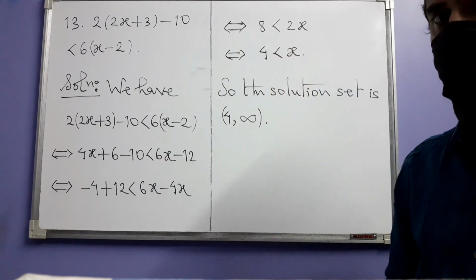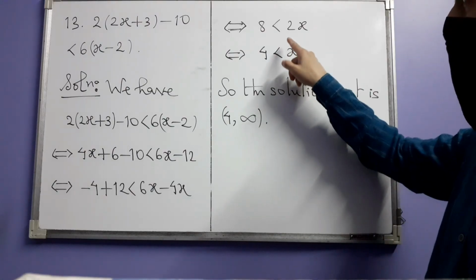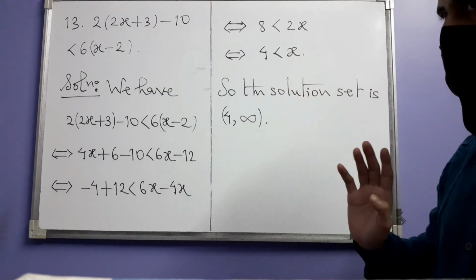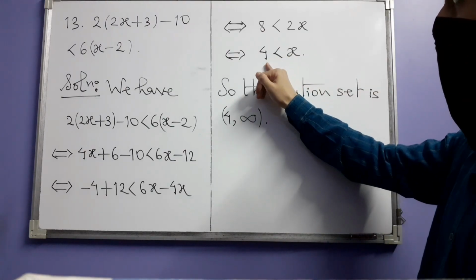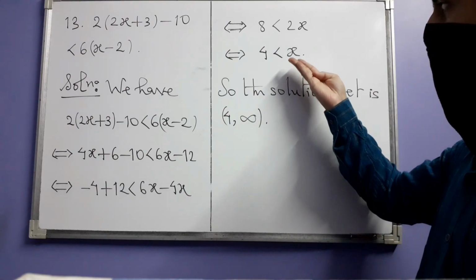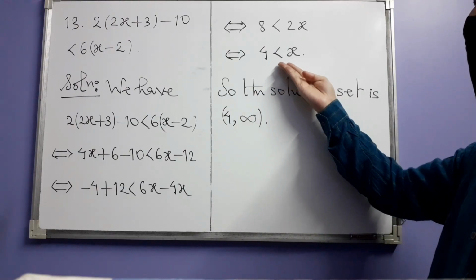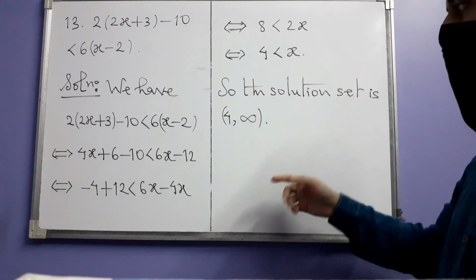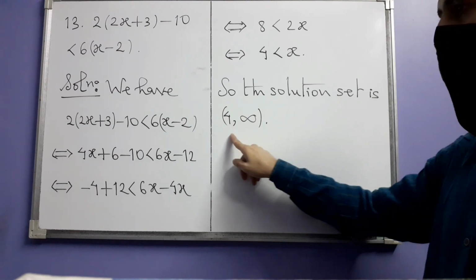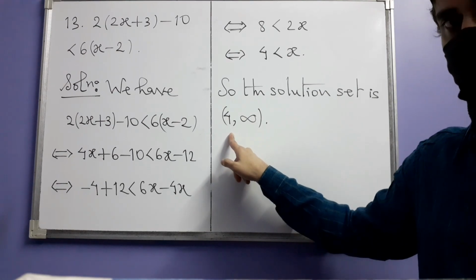Again 2 is positive, so nothing changes. The inequality does not change its direction and you get 4 less than x. So the solution set consists of all real numbers greater than 4. So that is this open interval (4, infinity).